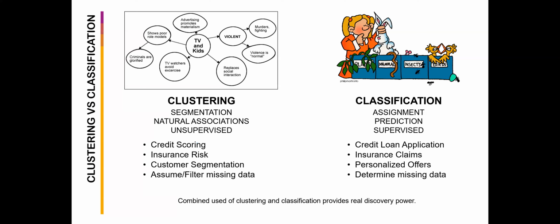Customer segmentation, so if you want to look at the natural segmentation of your customers. And you can also use clustering to assume or fill in missing data. Now, the counterpart on the classification side is when, let's say, you apply for insurance or a credit loan, they will look into your profile and see whether you are high risk, low risk, or medium risk. So now, based on your profile, they will assign you a score or a risk category. They can now offer you specific products because they know which segment you belong to.